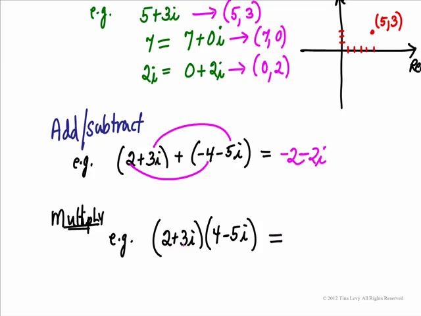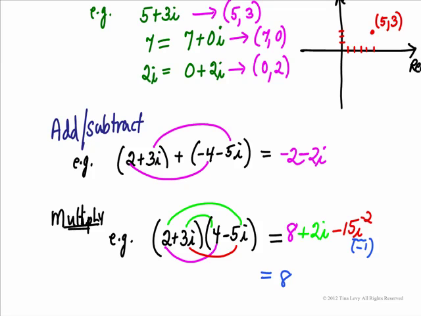A complex number looks like a binomial here, so we're just going to FOIL. The first gives us 2 times 4 is 8. Then we have 12i and negative 10i. 12i and negative 10i is 2i. And now the last is 3 times negative 5, negative 15i squared. But we have to remember that i squared is negative 1.